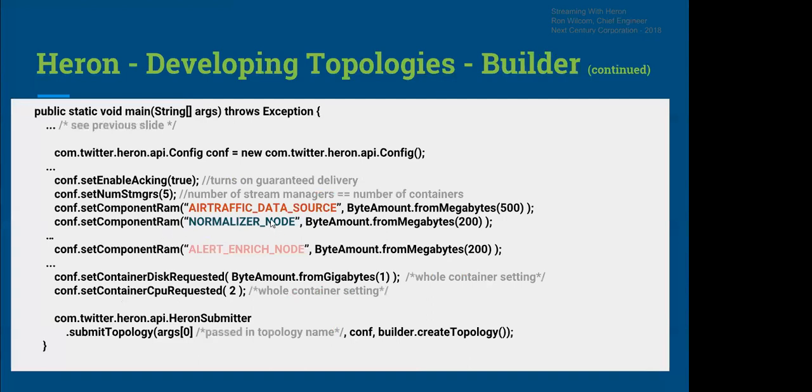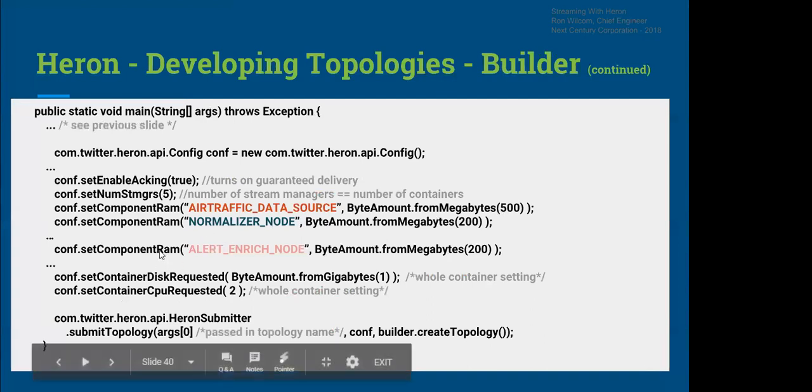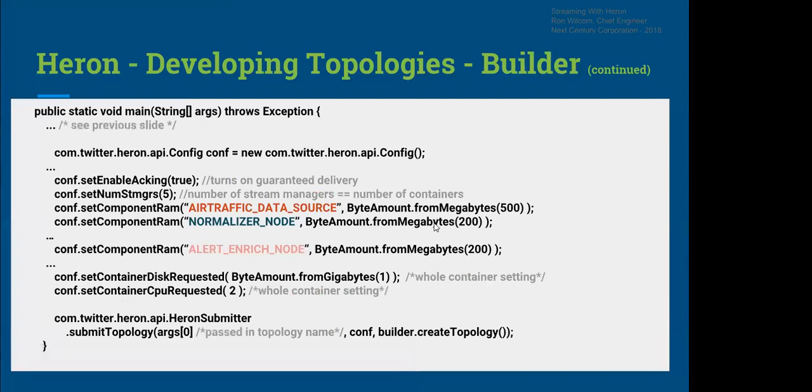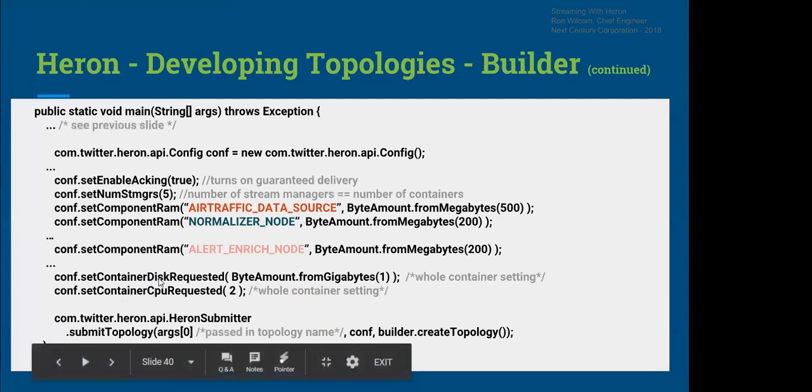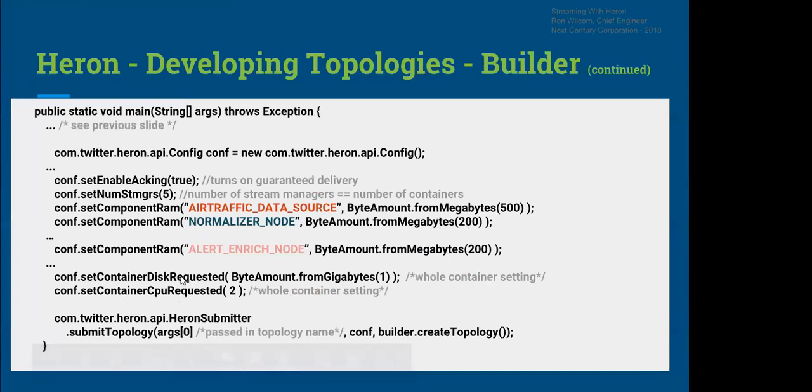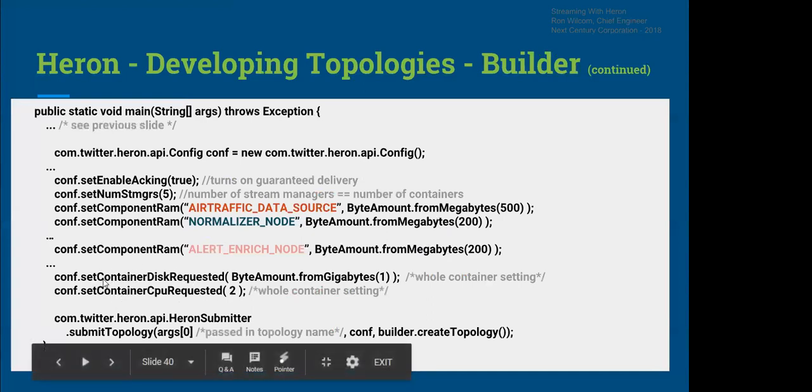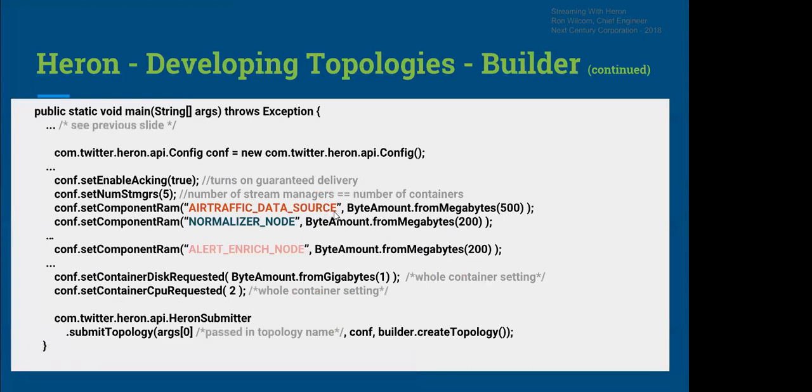But here you're defining, with this air traffic data source, I want 500 megabytes of RAM, for example. In the older system, you couldn't do much more than set RAM per bolt, but they're going to expand that and let you set disk and CPU requests as well. In the older version of the code, you had to set whole container disk and CPU. And then finally, you're submitting the topology to the submitter. So this is the code that runs when you actually deploy your topology.